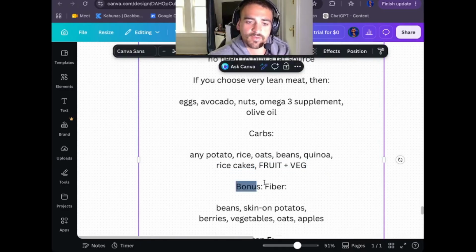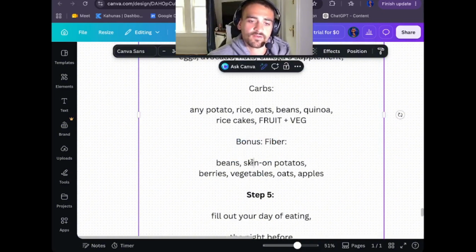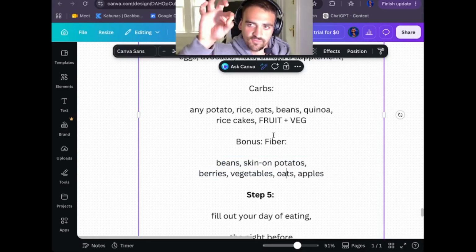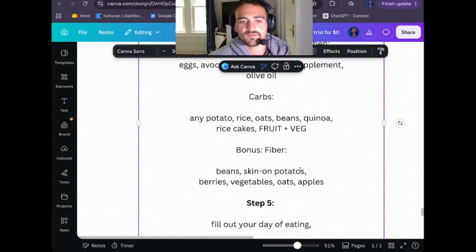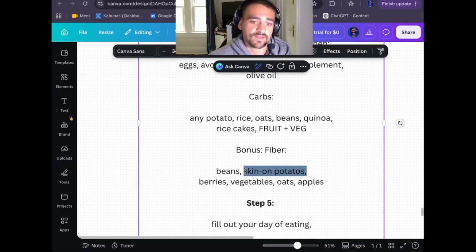And then as a bonus, fiber. Beans, skin on potatoes, berries, vegetables, oats, and apples. As you can see, there's some crossover here because it's hard to find a straight fiber source without carbs in it. So what I do is stack my carbs and fiber. So I'll buy beans, which have a good amount of carbs and a good amount of fiber. Skin on potatoes, good amount of carbs and a good amount of fiber. Just stacking those micronutrients throughout the day so that you can, again, stay full throughout your diet and actually enjoy your life while you're dieting.